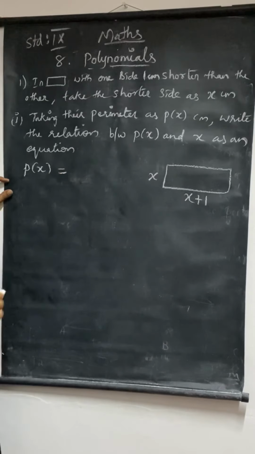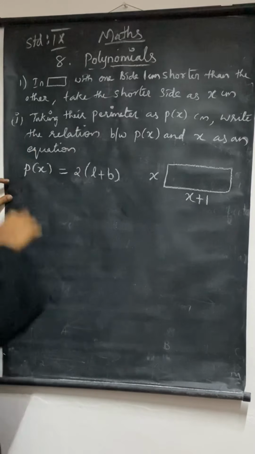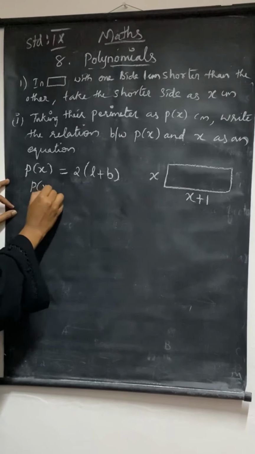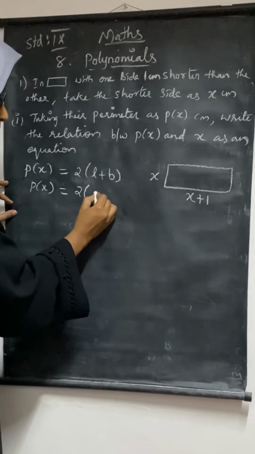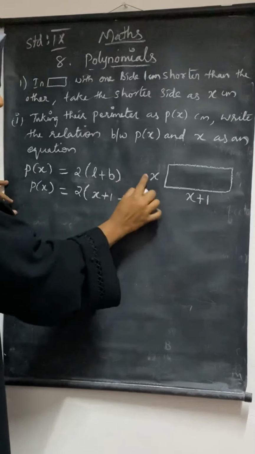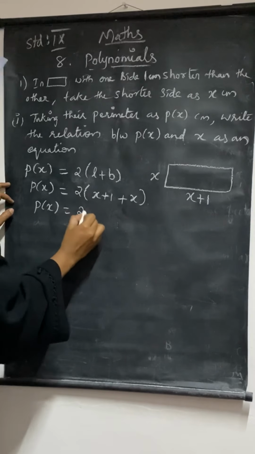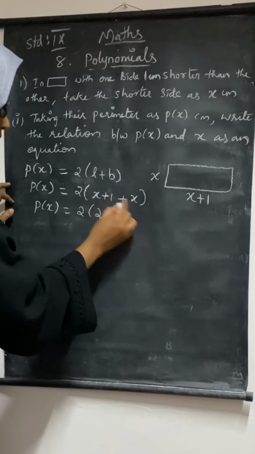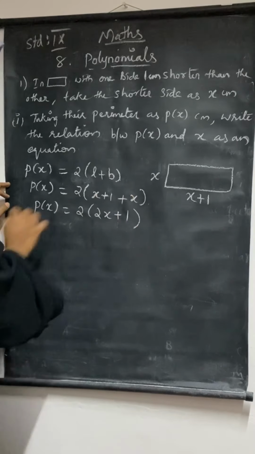What is the formula for perimeter? Perimeter of a rectangle is 2 into length plus breadth. So you need to know the formula here. I am going to write p of x is equal to 2 into, what is your length? x plus 1. What is your breadth? x. Now p of x is equal to 2 into, how many x do you have? 2x. So 2 into 2x plus 1. Same alphabets you have to add, and the natural numbers separately. 2x plus 1. So now what you have to do?